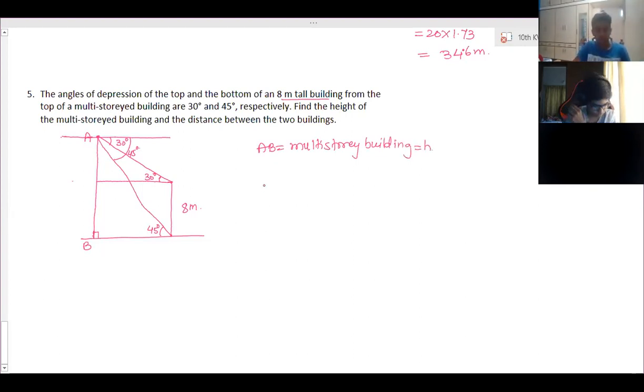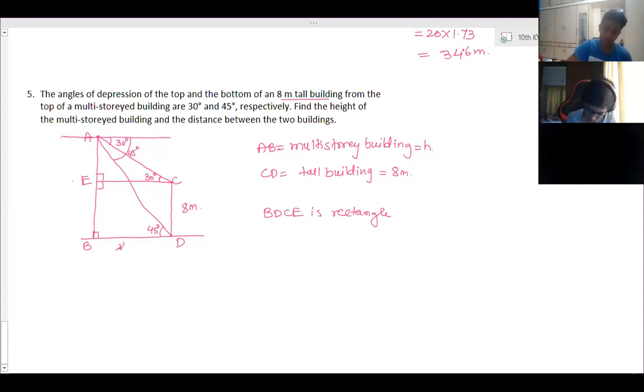Height we will consider as h. CD is a tall building, height is 8 meters. This is 90, 90, 90. If you consider point E, then BDCE is a rectangle, so therefore opposite sides are equal.